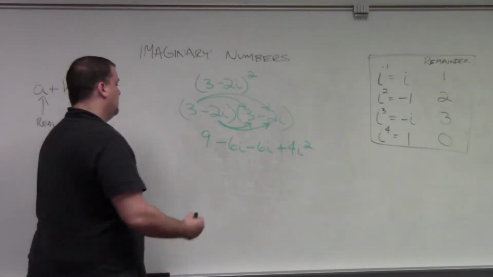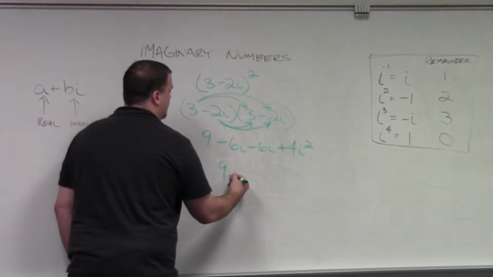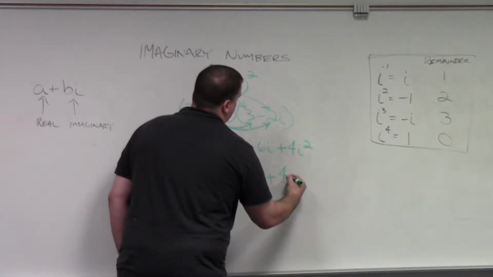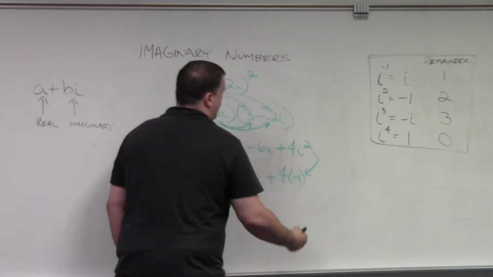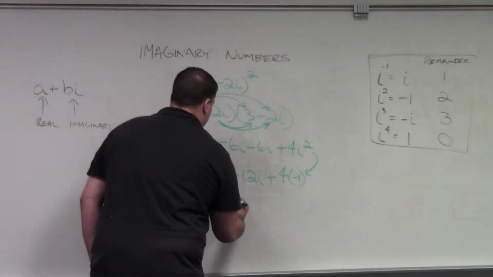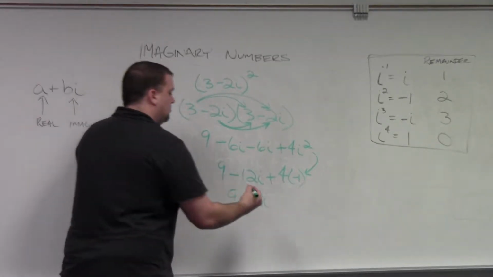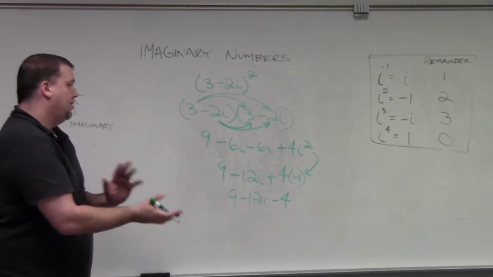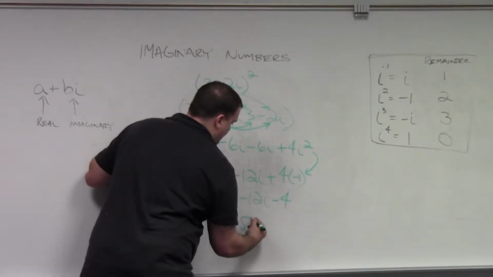Adding like terms together. Negative 6i, negative 6i, negative 12i. And i squared once again shows up. So that's really negative 1. Take it further. 4 times negative 1, negative 4. So I can add those together now. 9 minus 4 is 5.